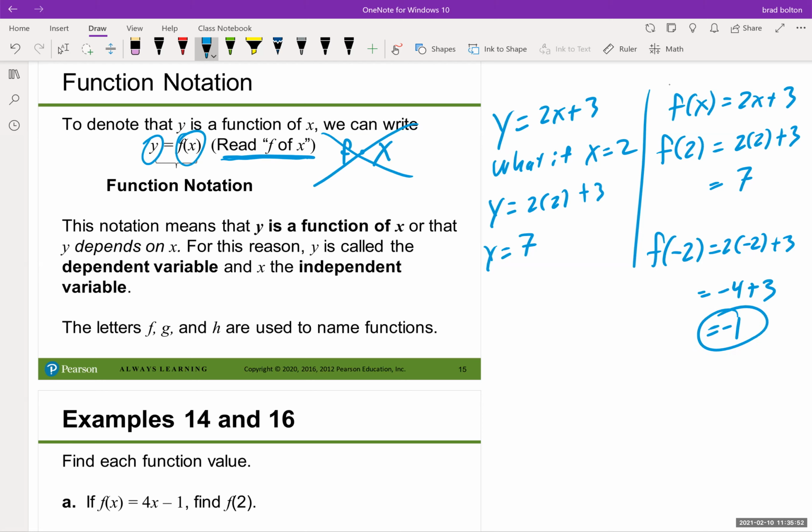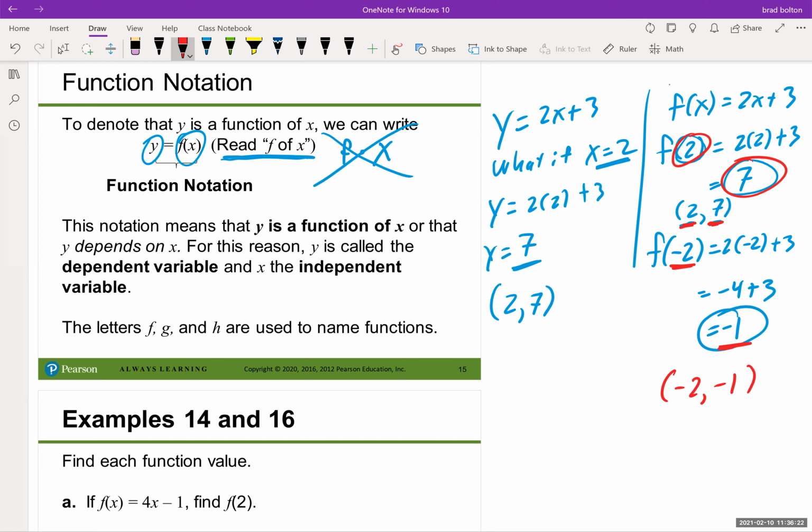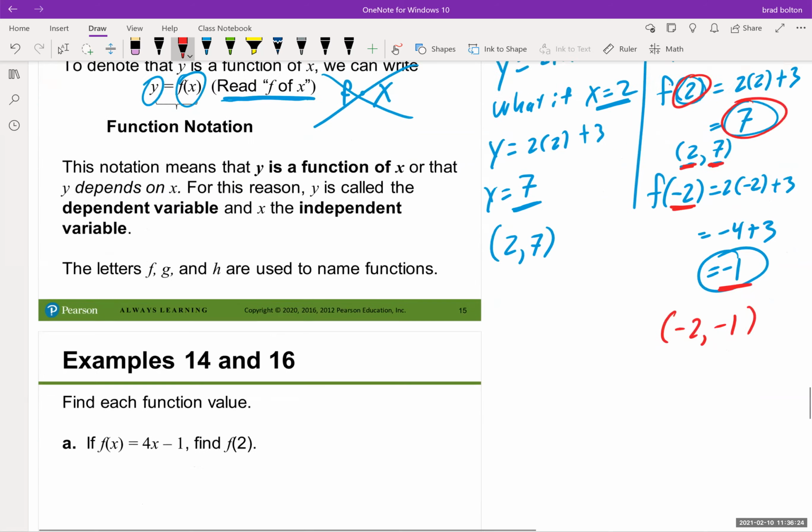Okay, but remember, you are building an ordered pair. This right here would be the point 2 comma 7, right? Here's my y value, here's my x value. Here's my x value, here's my y value, here and here. So functional notation tells you the x and y coordinate. Here's the x coordinate, here's the y coordinate. So I have an ordered pair of negative 2 comma negative 1. So it's really nice and convenient to work with, okay?